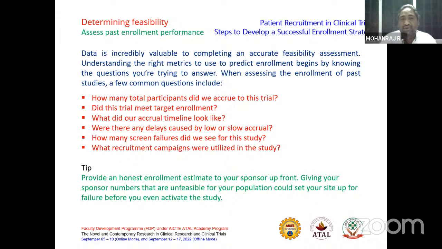what were the reasons for the delay, whether the process of recruitment was very slow, and whether there were any failures in the screening of patient recruitment, or a failure in recruitment campaigns, or if it has been underutilized. So the past enrollment performance will give answers to all these important six questions.